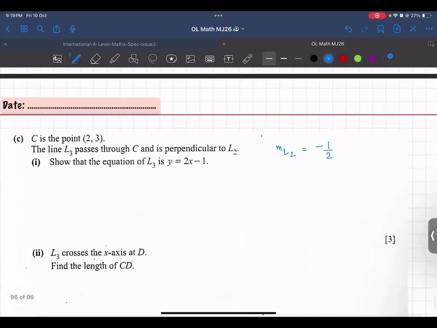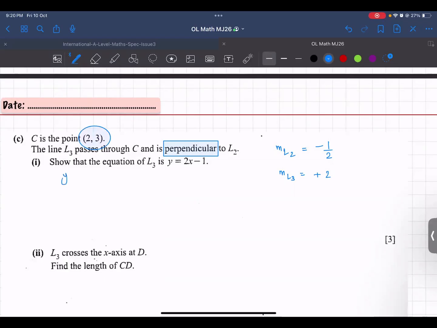And then they are telling us that there is line 3 which is perpendicular to L2. And I told you, what's the rule? That when it is perpendicular, the gradients are negative reciprocal. So do the negative reciprocal. So negative becomes positive, and the reciprocal. Positive 2. Yes, positive 2. So now we have the gradient of line 3. And we have the point through which line 3 is passing.